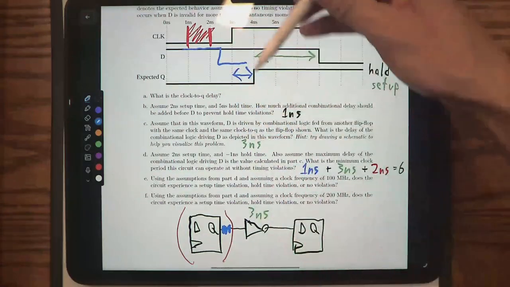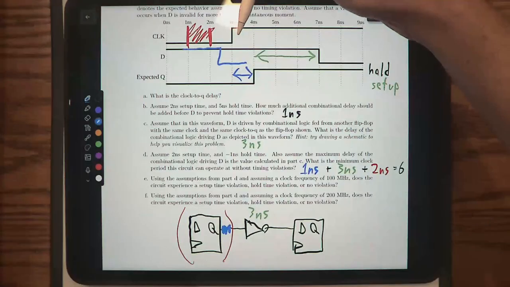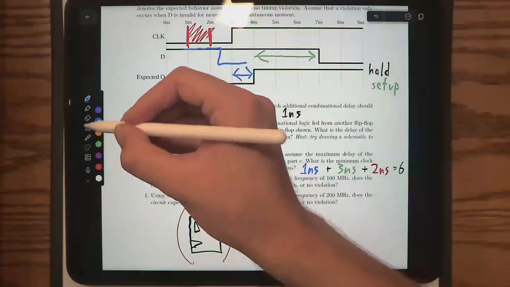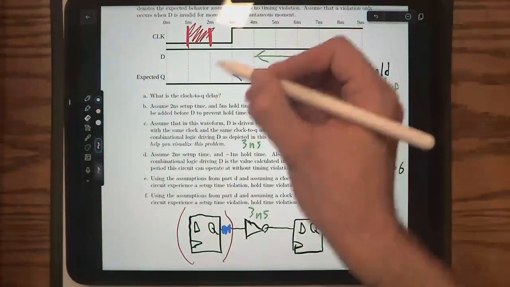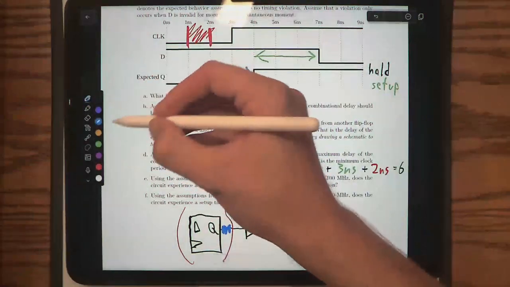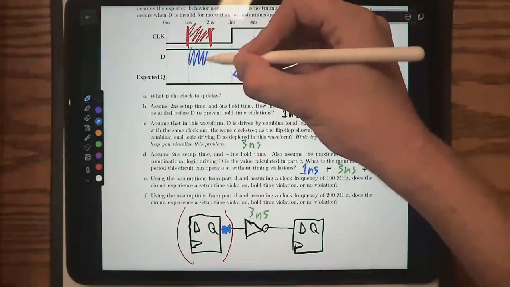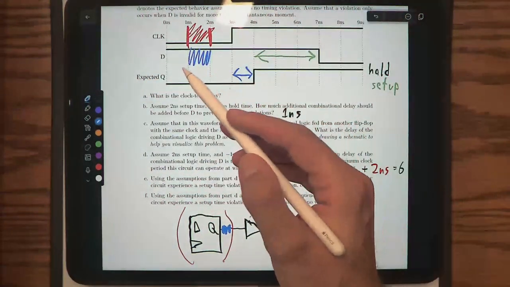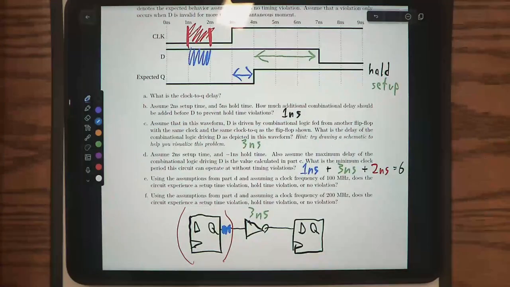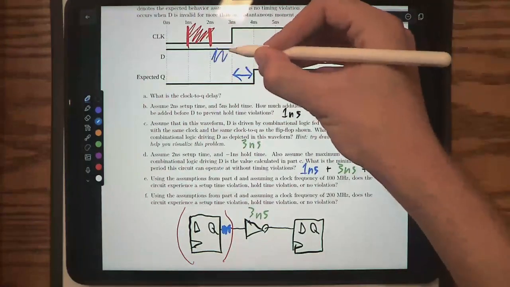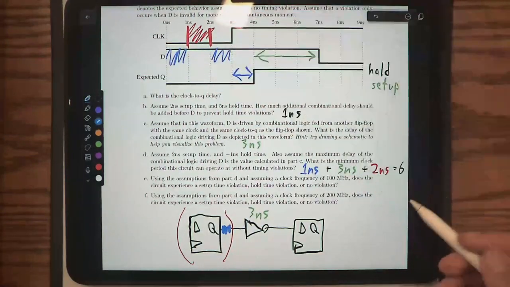Yeah, so the timing after is 1 nanosecond. Right. The only thing that denotes whether we have a timing violation is if we change anywhere within this region. If D changes in this region, then we have a violation. If it's outside this region, then we're good.